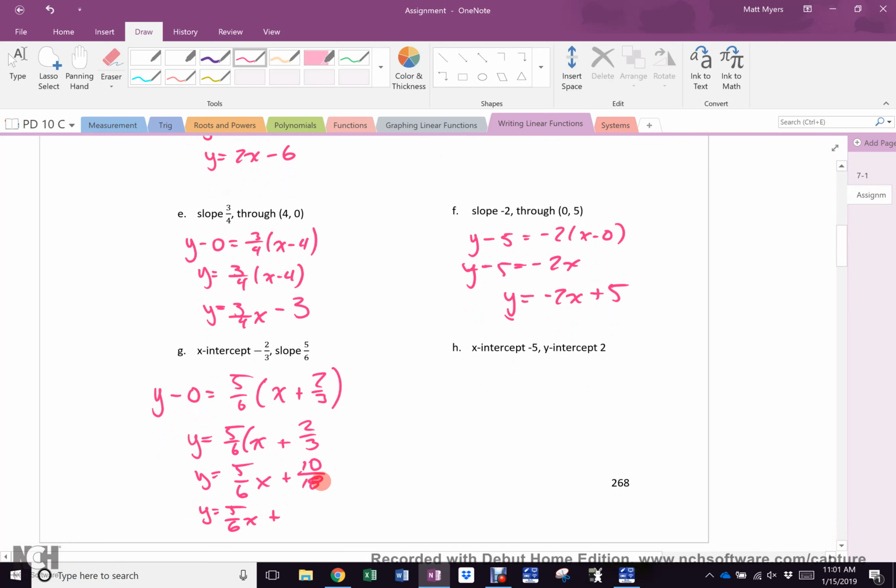6x plus 5/9. And then you can put that into general form if you wanted. You can go crazy. Whatever. But they're all right. X-intercept negative 5, y-intercept 2. That means my slope equals 2/5, because I had to go from negative 5 up to 2. So my y-intercept was 2, so y equals 2/5 x plus 2.